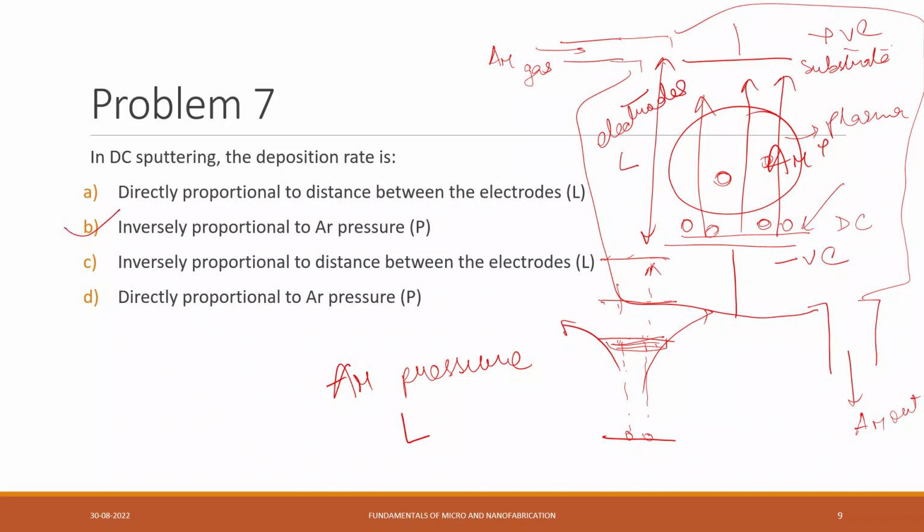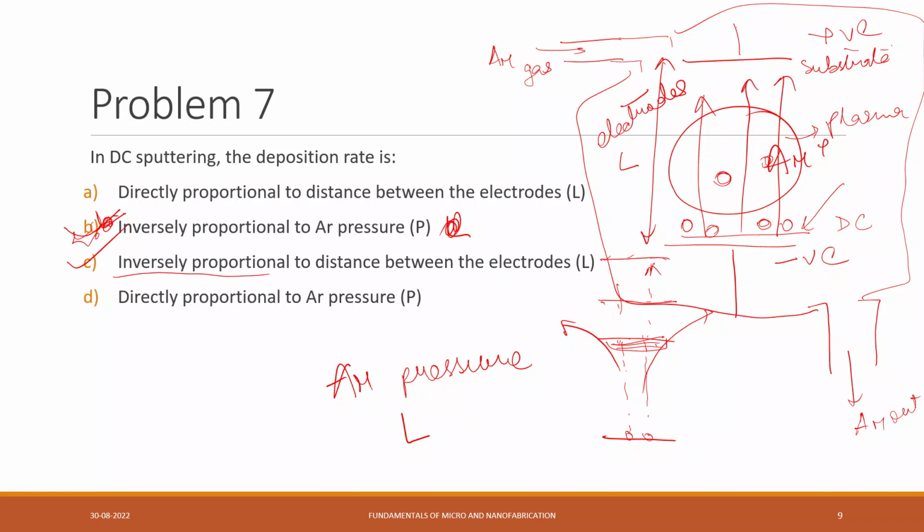It is inversely proportional. Sorry, I didn't add L, that is something I missed. Here, the deposition rate is inversely proportional to the distance between the electrodes. So unlike A, which says directly proportional, it will be inversely proportional. And regarding the argon pressure.